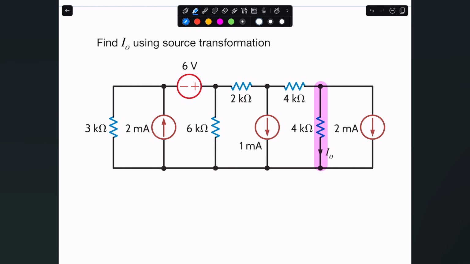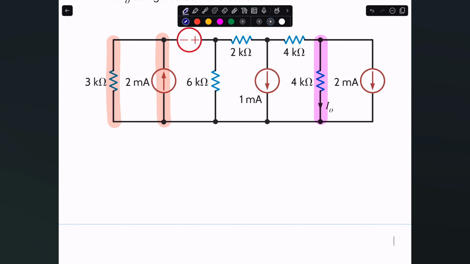I believe there are two patterns we can do transformation on. We have these two that are a current source and a resistor in parallel, but we will not do the conversion on that particular one because we need the I naught. I'm just going to keep it at least for some time. Now, for the rest, I believe we can convert this 3 and the 2 milliamp because they're in parallel, and I don't think I can convert anything else, at least at this stage. So let me just redraw that circuit.